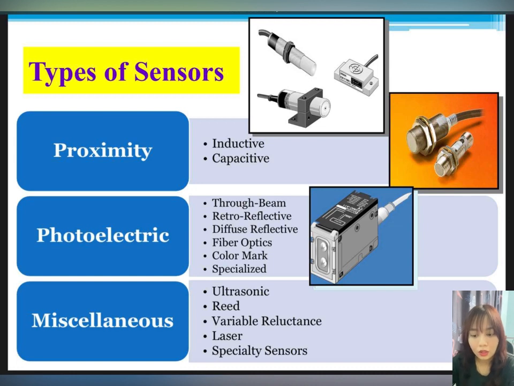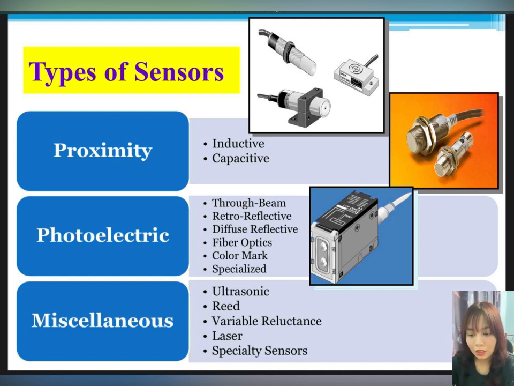Next is the photoelectric sensor, where it is also used to determine the distance, absence, or presence of an object by using a light transmitter. Usually it uses an infrared and a photoelectric receiver.